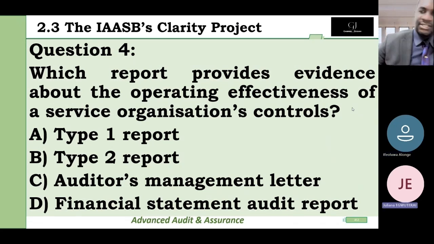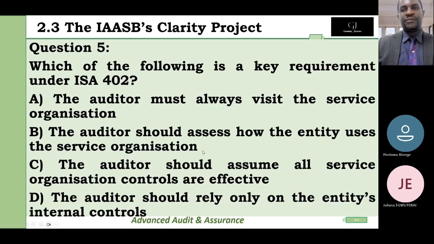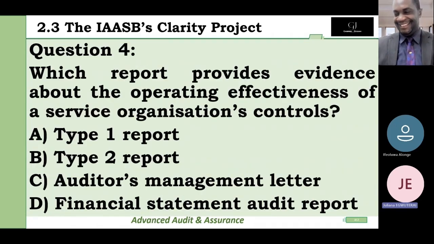That was fast. J, what's your pick? A. Type 1 report. Yeah. Okay. J picked A. All right, final question. Which of the following is a key... Wait. Hey, catch me. You want to change your mind.